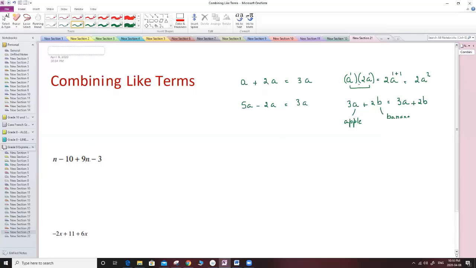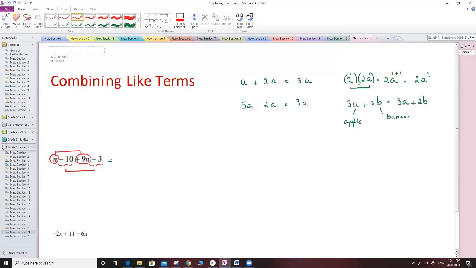So you see here, for this one, if I want to simplify it, I have to think this way. I have n and positive 9n. They are from the same family. They are like terms. But the negative 10 and the negative 3, since they don't have variables, which means variable exponent 0, it could be n exponent 0, so I consider them like terms. So here I can combine these two, and here I can combine these two.